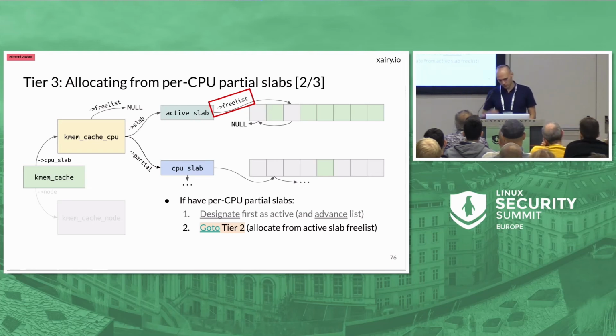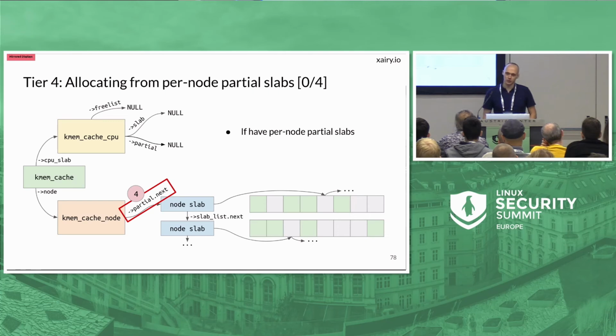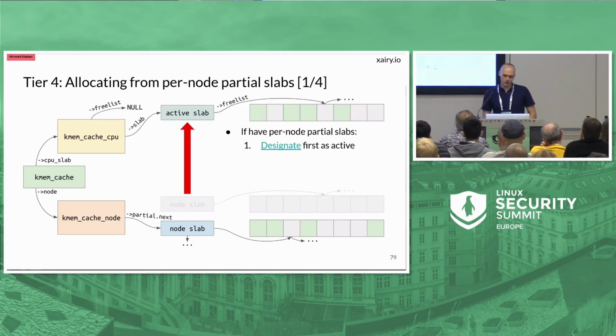So take the first from the per CPU partial list and use that. If we don't have any per CPU partial slabs, we go to tier 4, which is allocating from a per node slab. So in this case, a slightly more complicated thing happens.